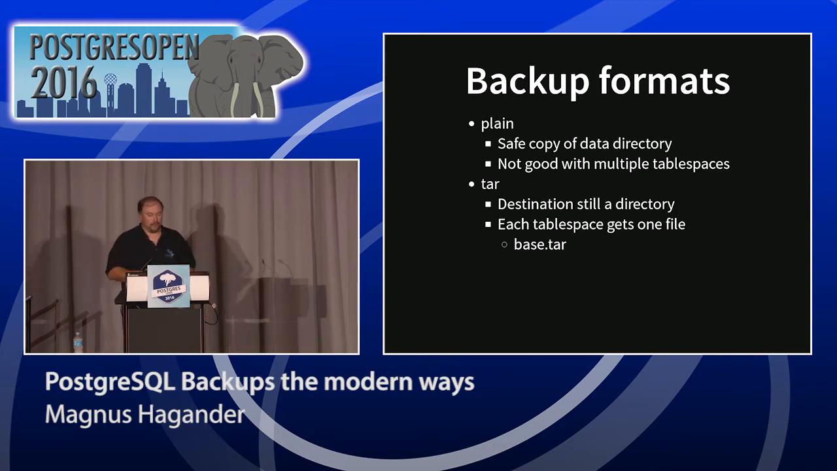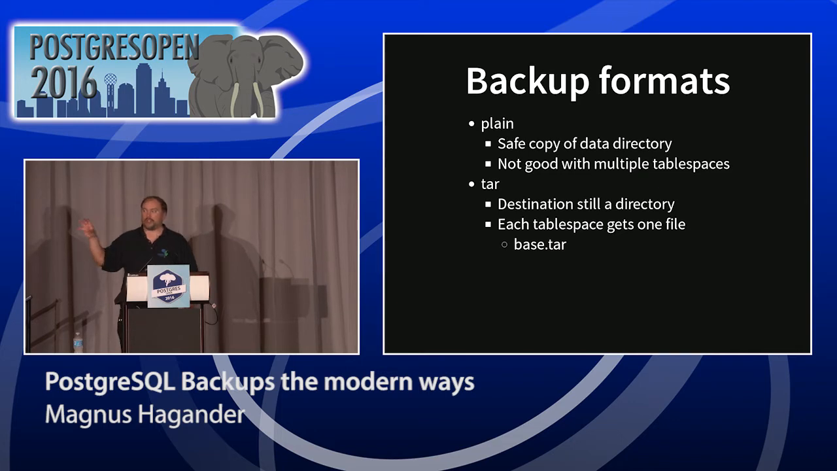The other format for pg_basebackup is tar, in which case the destination is still a directory, and we will put tar files into that directory. Your root tablespace will be in a file called base.tar, or if you're doing compression, it will be base.tar.gz. And then there will be one tar file for each tablespace. So in a lot of ways, that's easier for dealing with scenarios where you have more than one tablespace. Obviously, there are some drawbacks in this, which we'll get to in a moment.